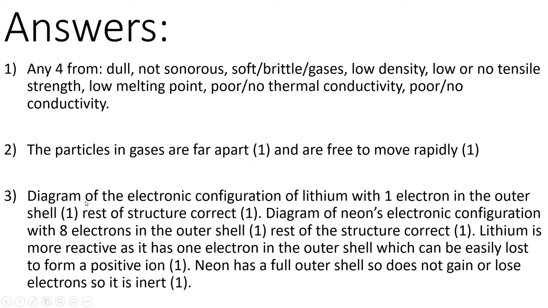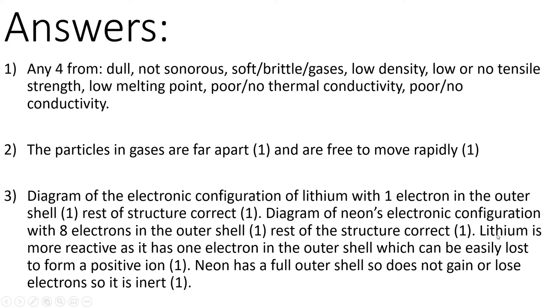Our first mark is for drawing a diagram of the electronic configuration of lithium, which has 1 electron on the outer shell and the rest of the structure correct. That would be 2 electrons on the inner shell, 1 on the outer shell, because it's got 3 electrons in total. Our next mark is for drawing the diagram of neon's electronic structure with 8 electrons on the outer shell. That's for 1 mark. And then the rest of the structure correct. So this would be showing, again, 2 electrons on the inner shell, 8 electrons on the outer shell.